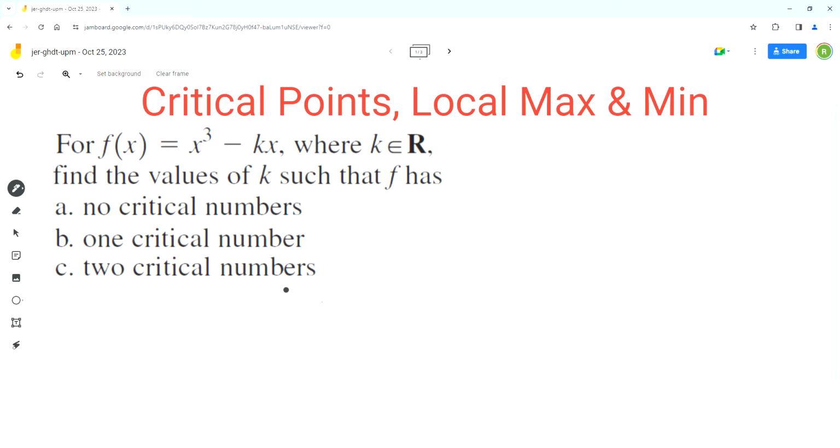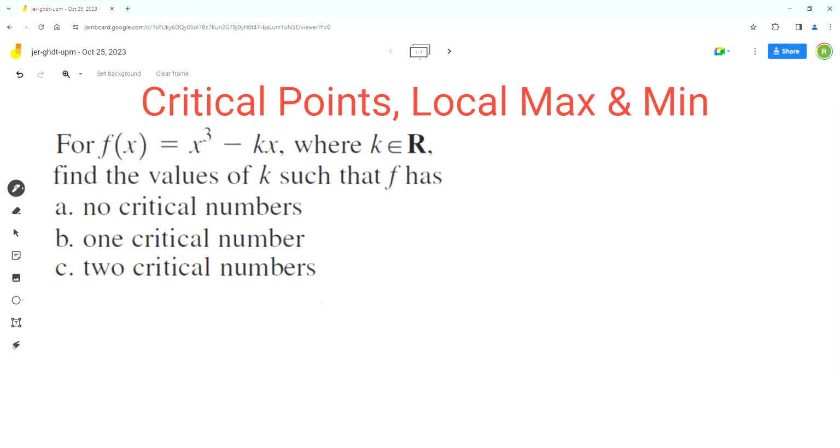A critical number is the x coordinate of a point where the derivative of the function is equal to 0 or undefined. Now this function is a polynomial function, so for no x value will this function be undefined. So we just have to find the x values, or the critical numbers, that will make the derivative of this function equal to 0. So the first step here is to find the derivative of this function.